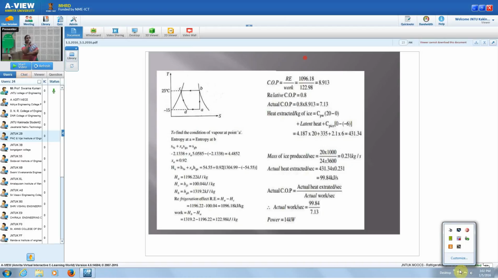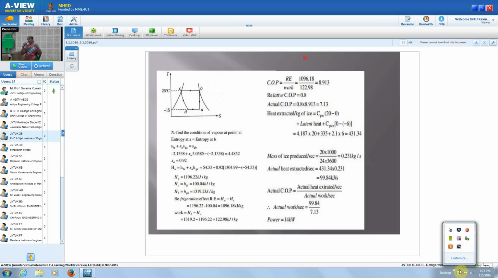So S2 is directly known from the properties, equal to 4.4852. So that should be equated to find out the dryness fraction at the suction of the compressor. So that is SF plus X into SFG. So the dryness fraction at 1, X, is found. Then find out the enthalpy at 1.